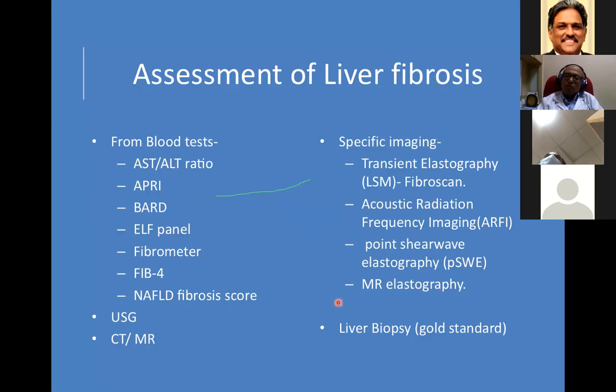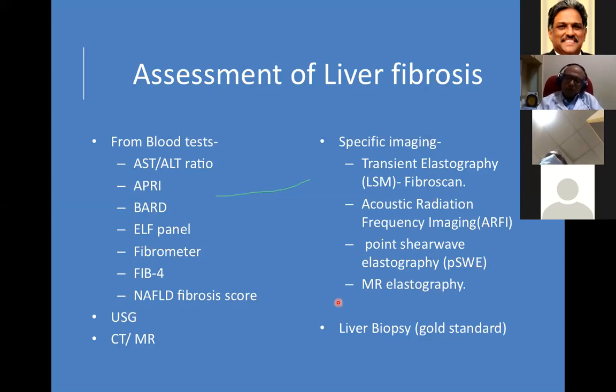But more recently, we are trying to do it in a non-invasive way so that we avoid the risks of a liver biopsy. And the things that we do are a few ratios from simple blood tests that you can do for the patient. So the AST-ALT ratio is AST and ALT. It was initially developed in HCV and later has been used in fatty liver disease as well.